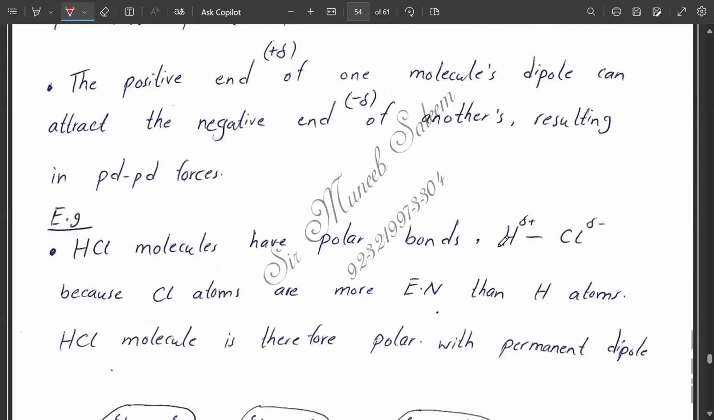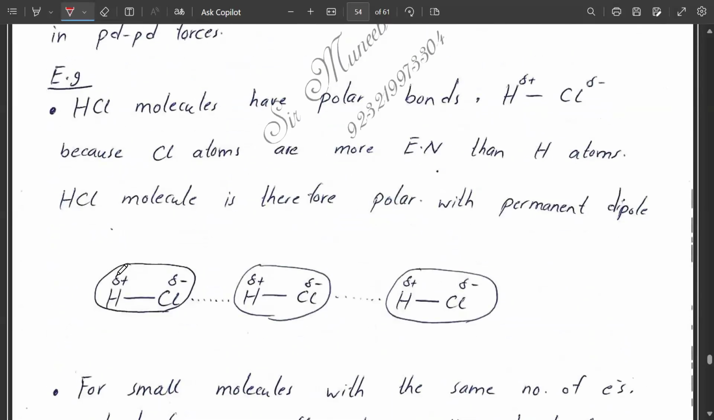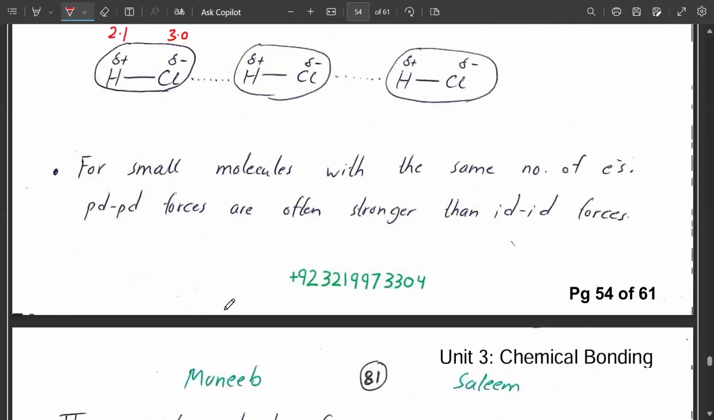One such example is HCl. HCl में we have the sigma positive hydrogen and sigma negative chlorine. इनका जो difference काफ़ी ज़्यादा है, 2.1 for hydrogen and 3.0 for chlorine. So the difference is 0.9. So that's why it's a dipole molecule. It's a polar molecule, so it will have dipole force with the other HCl molecule.